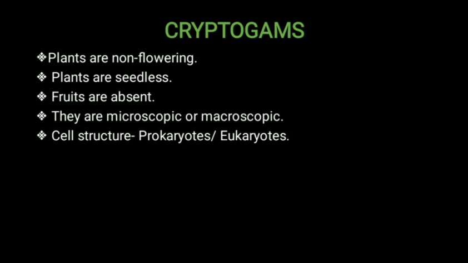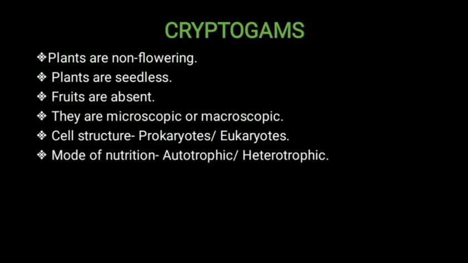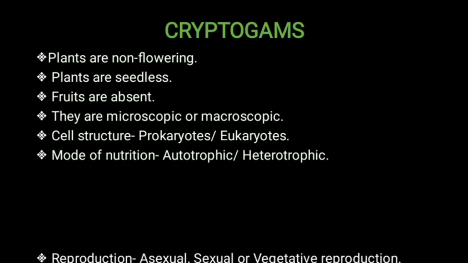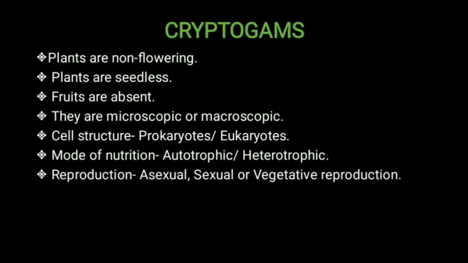Next is cell structure, prokaryotes or eukaryotes. I hope you know these terms. Next, mode of nutrition is what? Autotrophic and heterotrophic. Then reproduction is by sexual means, asexual means or by vegetative reproduction. Here the vegetative reproduction means what, children? The new plant or new tree is developed from the plant part only, like root, stem, leaf. So that is called vegetative reproduction.